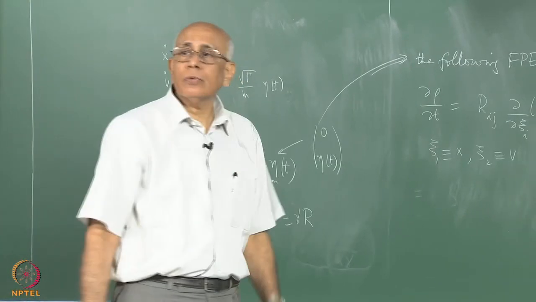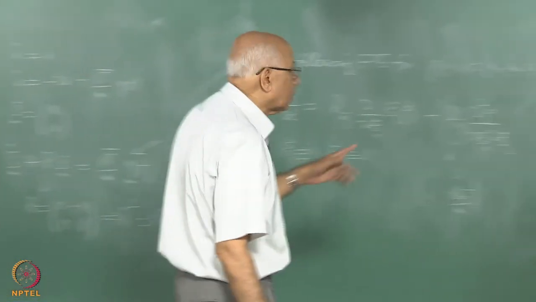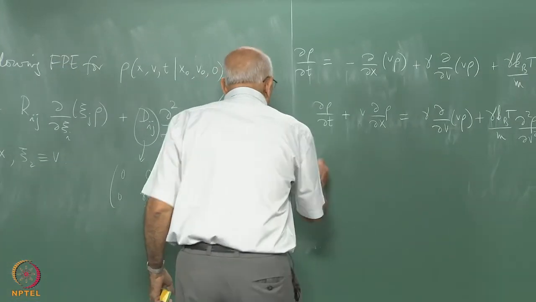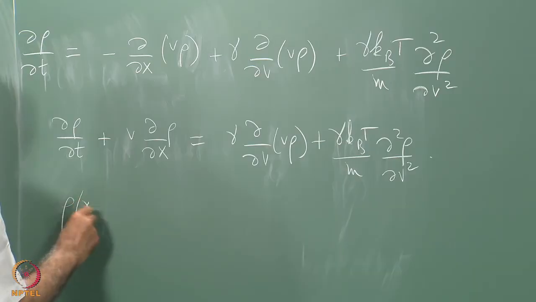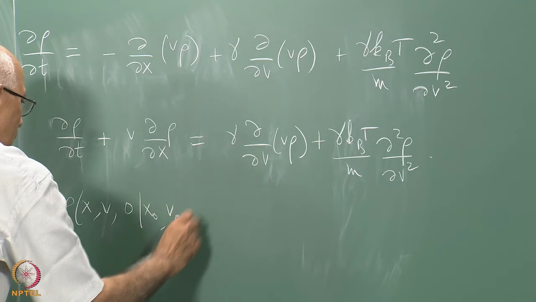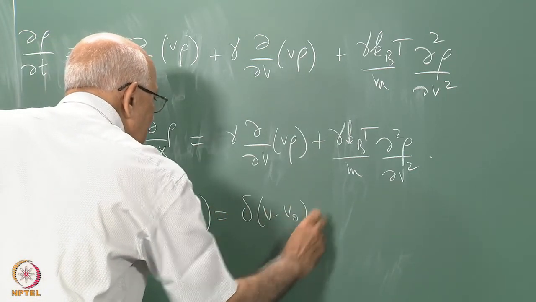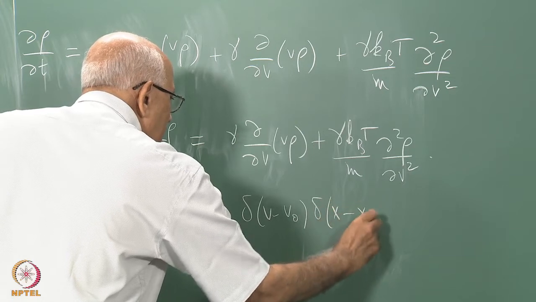The question is what sort of solutions does this have? Again, the initial condition is obvious in this case. Our initial condition is rho of x, v, 0, given x naught, v naught, 0, is equal to delta of v minus v naught, delta of x minus x naught.